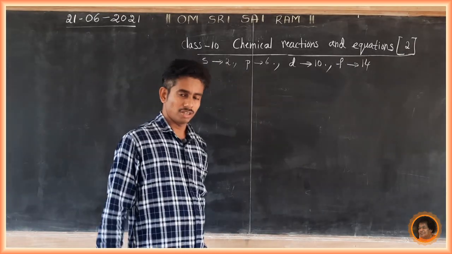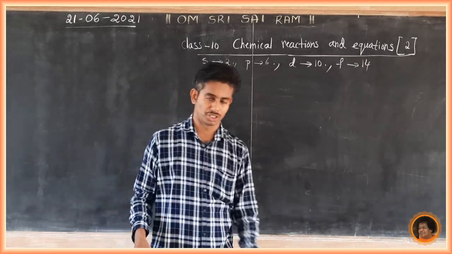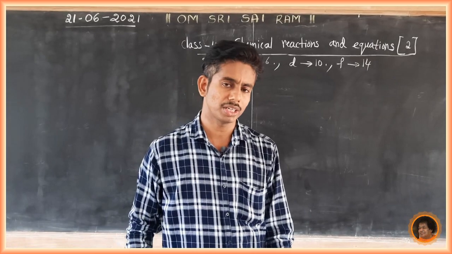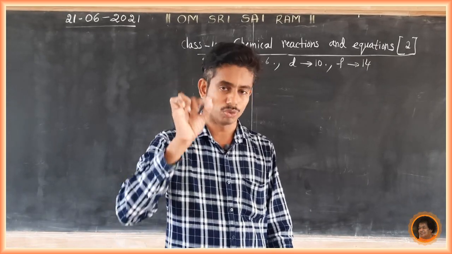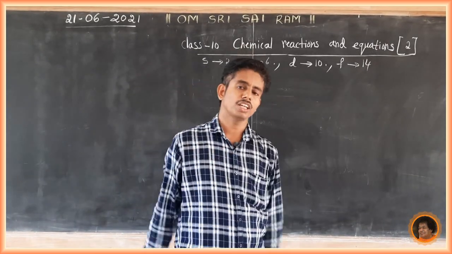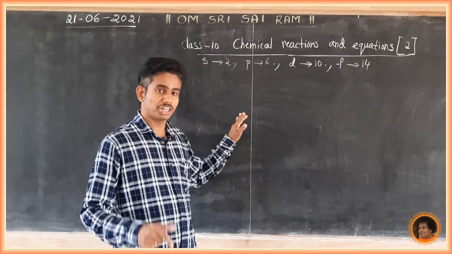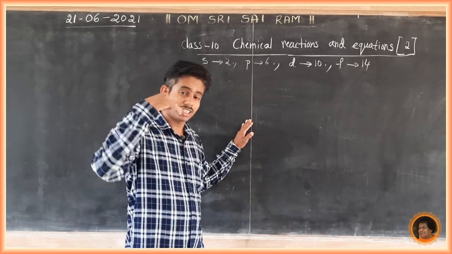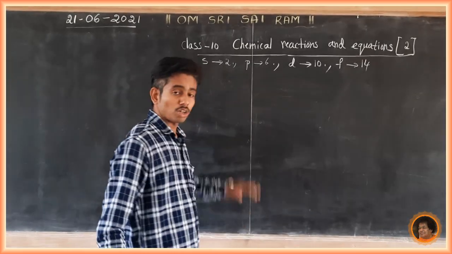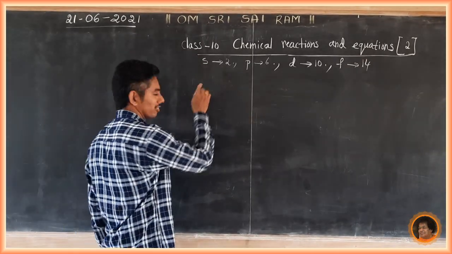Now, from this we can write the electronic configuration. Why is the electronic configuration required? To write the chemical equation and the molecular formula, the electronic configuration is required. For the electronic configuration, there is one very simple method.